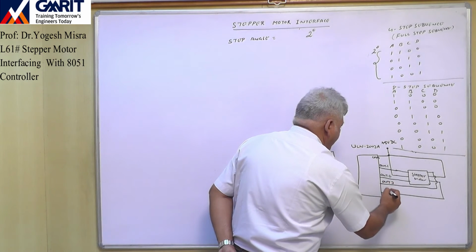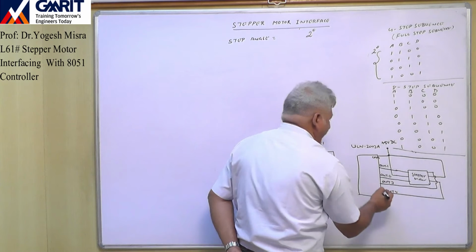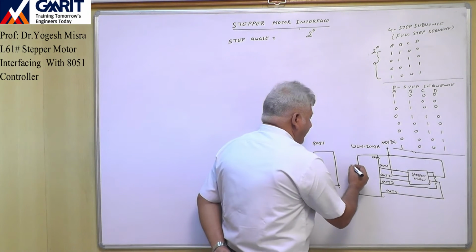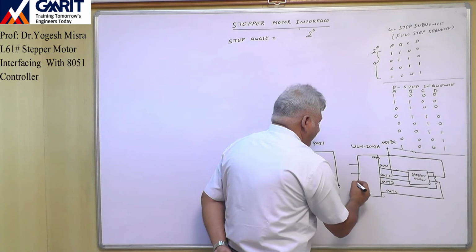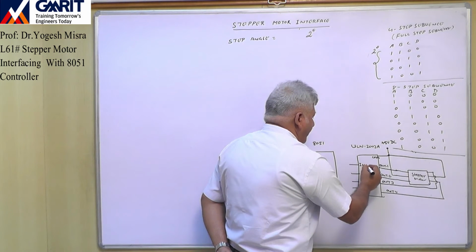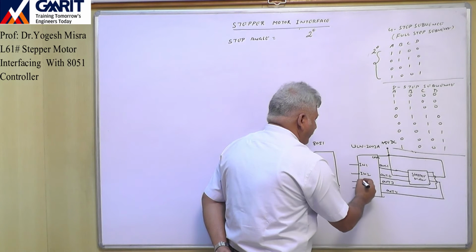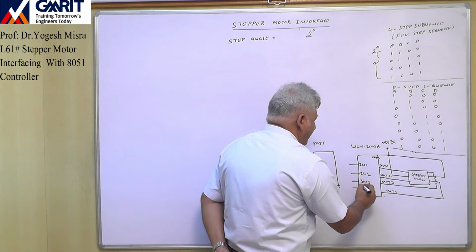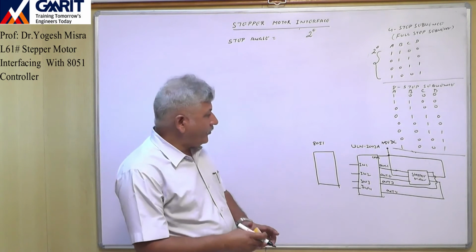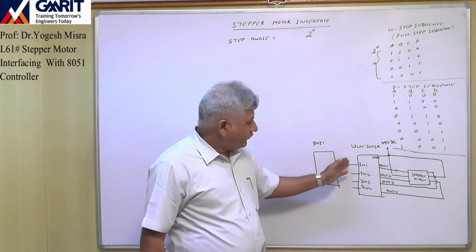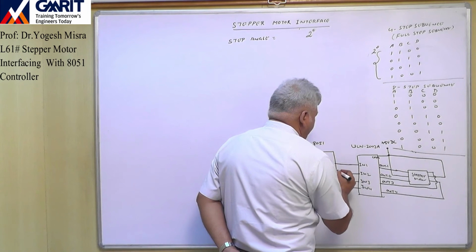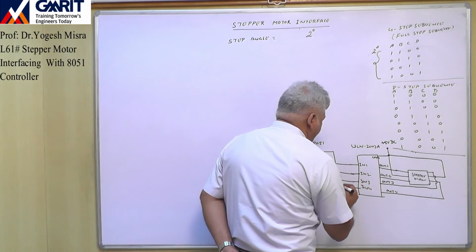Out number 3 and out number 4, the four outputs of the ULN 2003. And here we have in number 1, in number 2, in number 3 and in number 4. So out of 7 channels of ULN 2003, we are using 4 channels, and these are connected to the microcontroller.